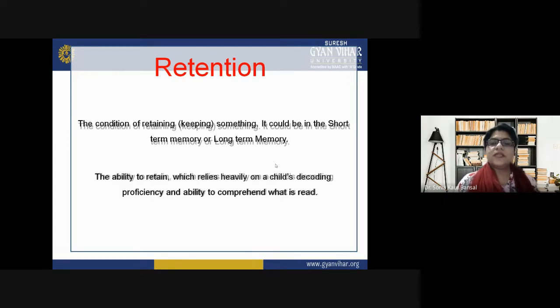Then comes retention. Retention power is the condition of retaining or keeping something with you. It could be in short-term memory or long-term memory. So retention is the ability to retain, to keep something within you, which relies heavily on a child's decoding proficiency and ability to comprehend what is read. So understand students that reading skills involve three important components: decoding, comprehension and retention.